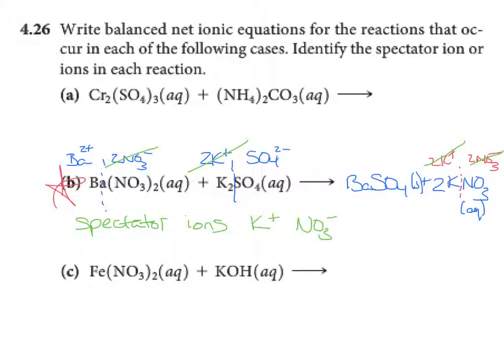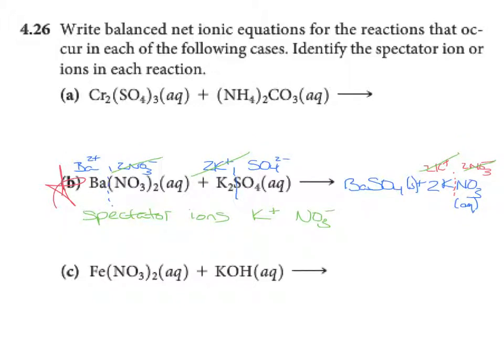Okay, we don't really have another name for the other ones, but if I were to write the net ionic equation, all I would write in the net ionic equation are the things that are actually reacting. So all I'd write is Ba2+ aqueous, reacting with SO4 2- aqueous, making BaSO4 solid. So that's all your net ionic equation would include, is just the things that are participating in the reaction.